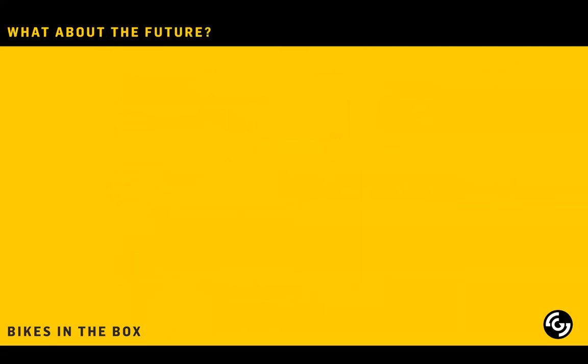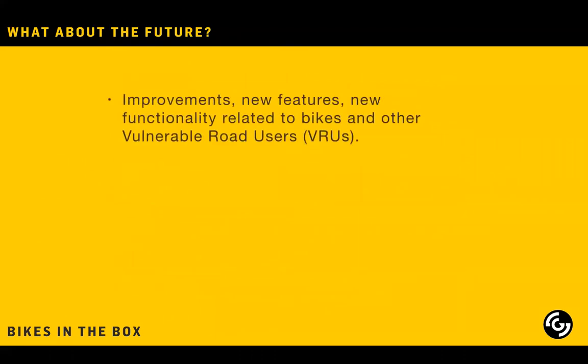You might ask about what we're planning in the future with improvements to this technology. Well, you can probably start to imagine where we might go with this. Obviously, improvements, new features, and new functionality, all related to bikes and other vulnerable road users. Now, that being said, and this is represented in the FAQ, GridSmart is committed to relentless improvement. We're rolling this feature out. We think it's very good. We think it's the best in the industry. We don't think it's perfect, and we want to make it perfect.